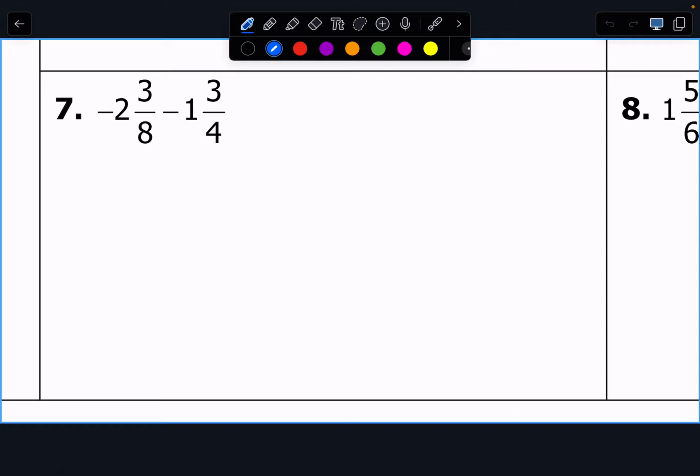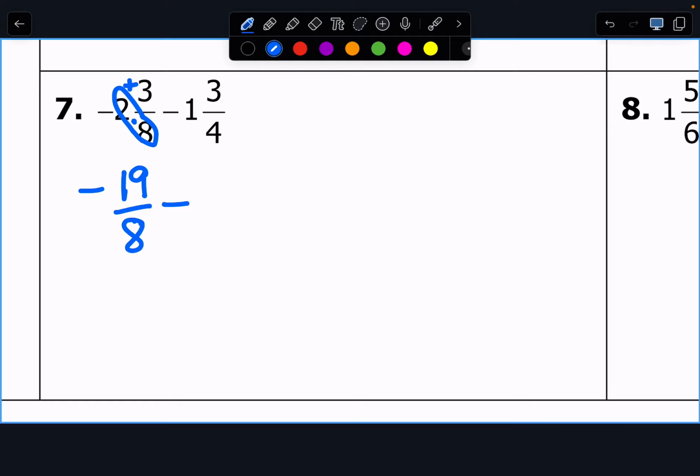Which numbers do you multiply in this first one? 2 and 8, and then we add 3. So what is 8 times 2 plus 3? 19. Negative 19. Okay, so we have 19 over 8, but yes, let's make sure we keep the negative. We are subtracting.